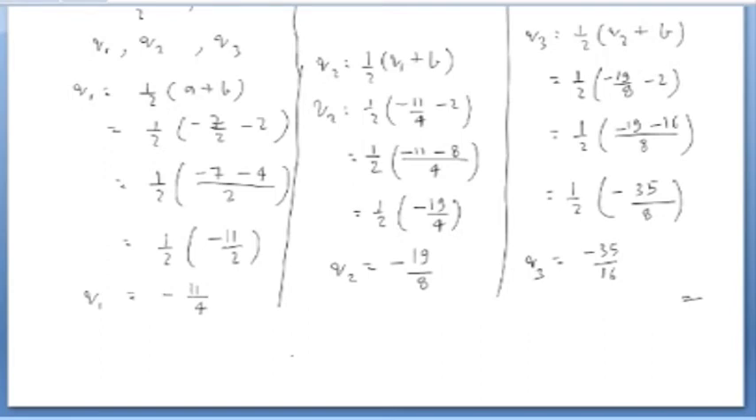We can write this in this way, like minus 7 by 2, minus 11 by 4, minus 19 by 8, minus 35 by 16, and b is minus 2.